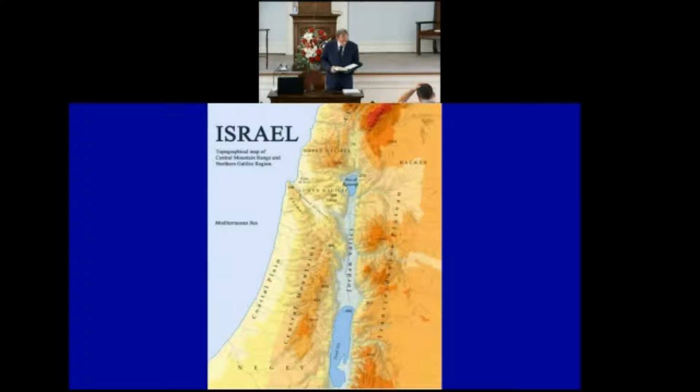And these words which I command thee this day shall be in thine heart, and thou shalt teach them diligently unto thy children, and shalt talk of them when thou sittest in thine house, and when thou walkest by the way, and when thou liest down, and when thou risest up. And thou shalt bind them for a sign upon thine hand, and they shall be as frontlets between thine eyes. And thou shalt write them upon the posts of thy house and on thy gates.